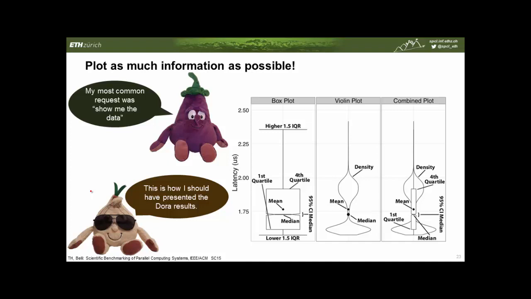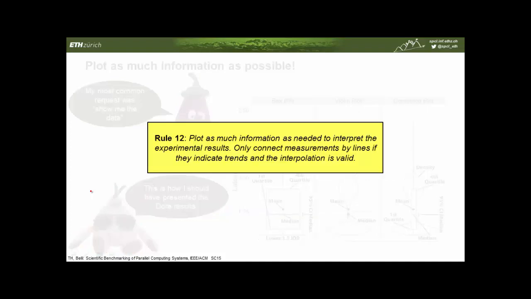Then there is a violin plot, which basically just plots the density distribution, of course, symmetrically in both directions, right? And of course also plots the mean and the median. And then you can plot, for whatever reason, both into the same diagram, right? If you really like to have all the data, because this gives you a lot of information, right? You have the first quartile, the 4th quartile, the mean, the median, the 95% confidence interval, and the full distribution all in one plot. Of course, it's kind of messy to read, but this gives you most of the information of your data to interpret it statistically soundly. So again, plot as much as needed to interpret the experimental results.